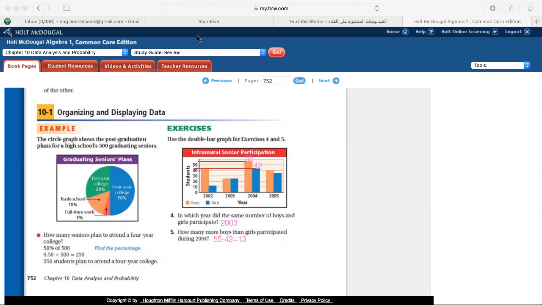Okay, now we finished revising and reviewing 10.1. So we will start to review and revise 10.2. So I want you to go back to page 695.